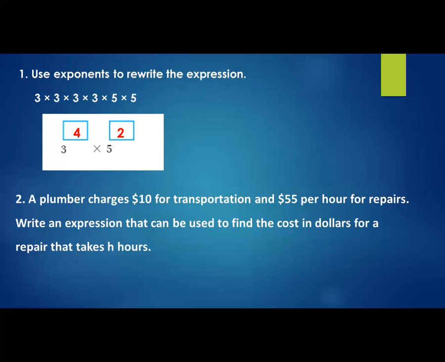Now the next question, a plumber charges $10 for transportation and $55 per hour for repairs. Write an expression that can be used to find the cost in dollars for a repair that takes H hours. So he is charging $55 per hour and the number of hours is H, and just $10 for transportation. So the expression can be written as 55 times H plus $10, or it can be written as 10 plus 55H, where H is the number of hours.